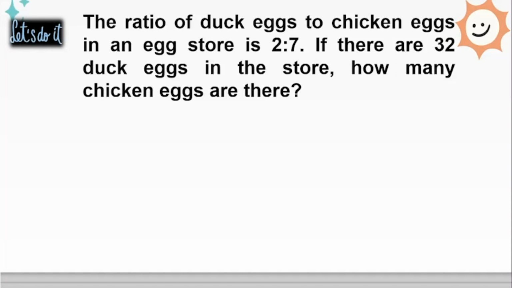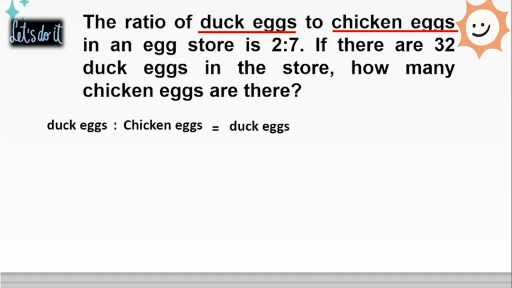So let's analyze the given problem. What are the quantities that we are going to compare here? So we are comparing duck eggs to chicken eggs. So to set up the proportion, duck eggs to chicken eggs as duck eggs to chicken eggs. So ganun mag-set up. Okay, so we can use the fractional form dito.